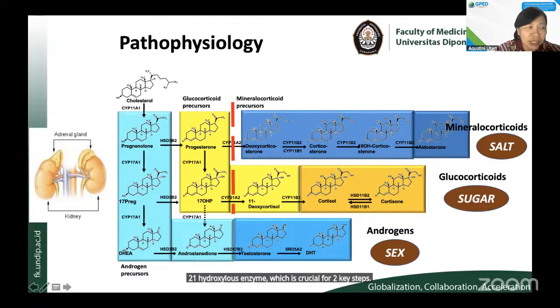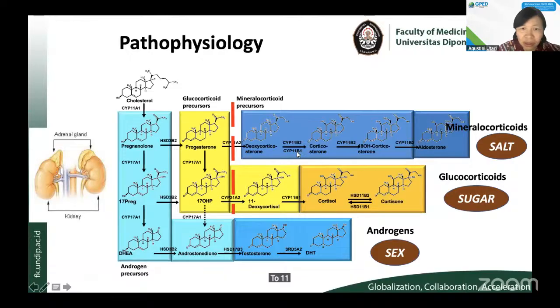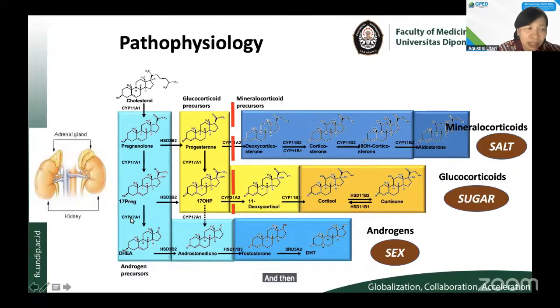First is the conversion of 17-hydroxyprogesterone to 11-deoxycortisol, which is needed for cortisol synthesis, and the conversion of progesterone to 11-deoxycorticosterone, which is needed for aldosterone synthesis. And then what happens in 21-hydroxylase deficiency? The cortisol level and the aldosterone level are decreased.